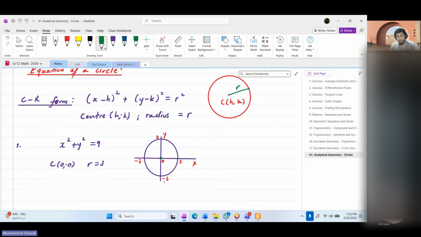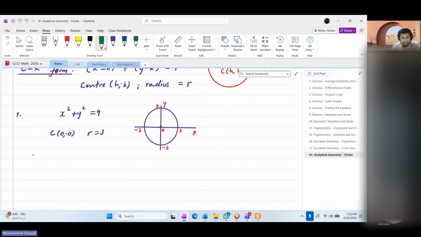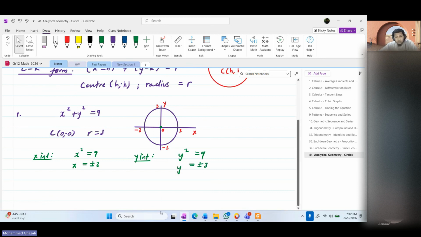From this, remember, you can find the x-intercepts and the y-intercepts. If you want to find the x-intercept, you make y equal to 0. So you're getting x squared is equal to 9. And you can see the x-intercept is equal to plus minus 3, in other words, the square root of 9. What's the y-intercept? You're going to make x 0. So you'll get y squared is equal to 9, and then y is equal to plus minus 3. Right. So I hope that makes sense.